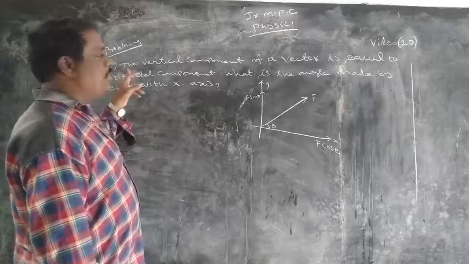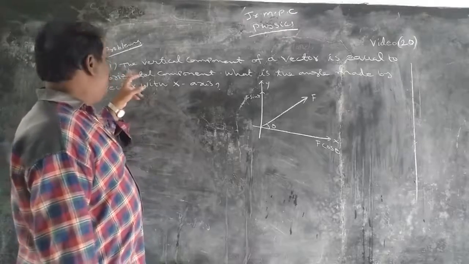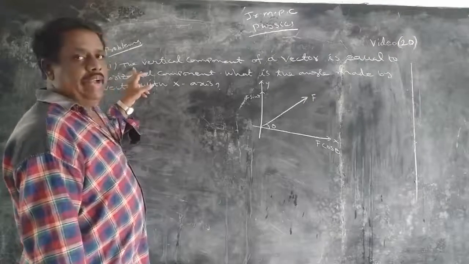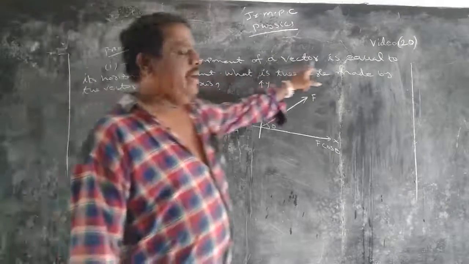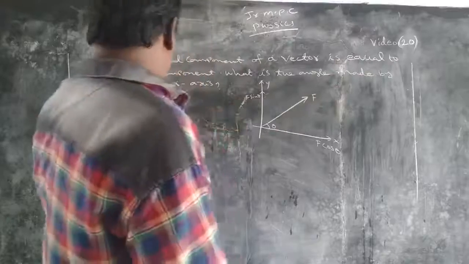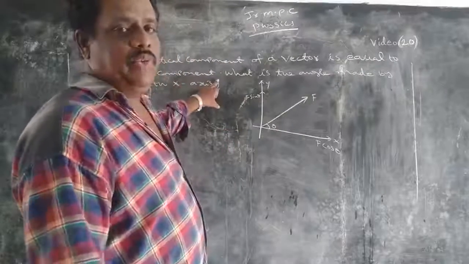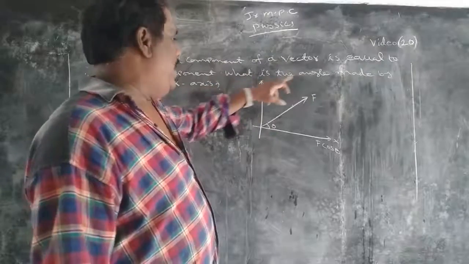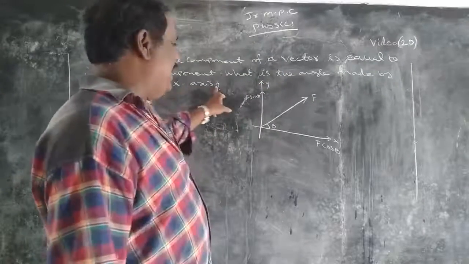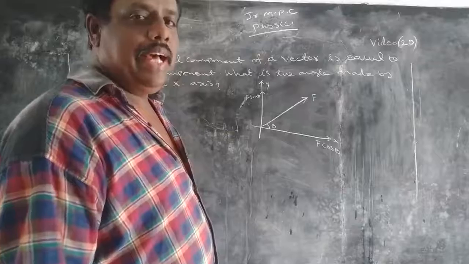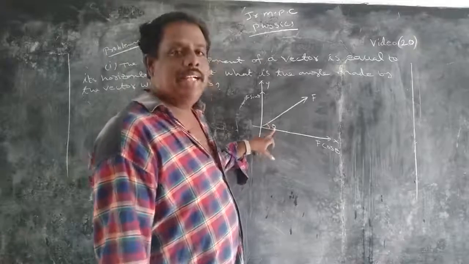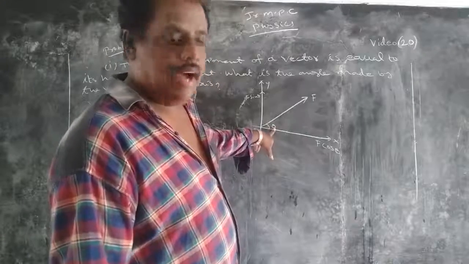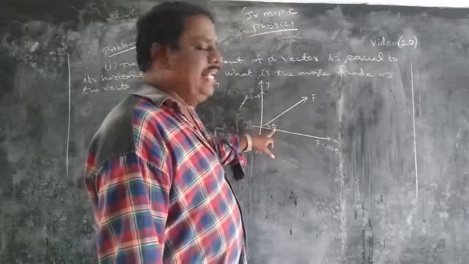Students, the first problem in this lesson, let us read the problem. The vertical component of a vector is equal to its horizontal component. That means vertical component is equal to horizontal component. So what is the angle made by the vector with the x-axis? Let us consider the angle to be theta. So I can find this theta.